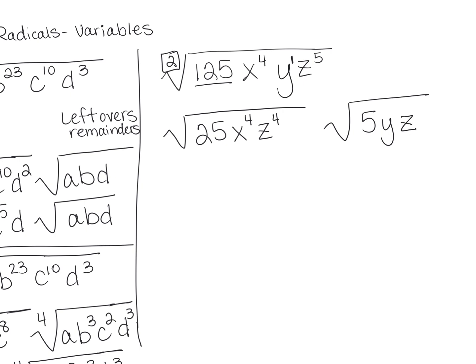And now I'm taking the square root of 25. That's going to give me the number 5. If I take the square root of x to the 4th, I just take 4 and divide it by 2, so that gives me a 2. And then I take z to the 4th, and I take 4 and divide it by 2. So this is the part that simplifies, and then this other part will not simplify, so it stays the square root of 5yz. One of the biggest problems that kids will have with this is that they forget their index.